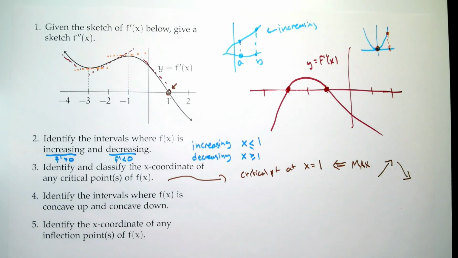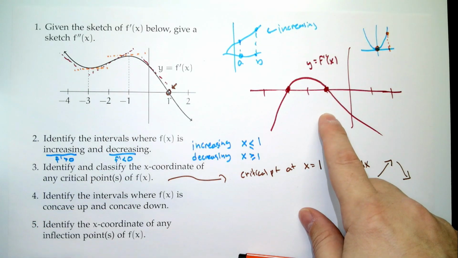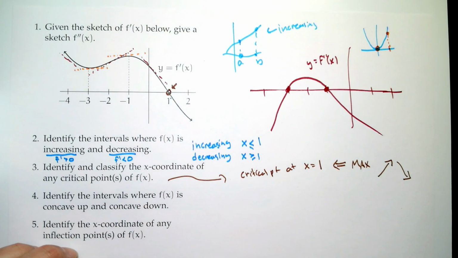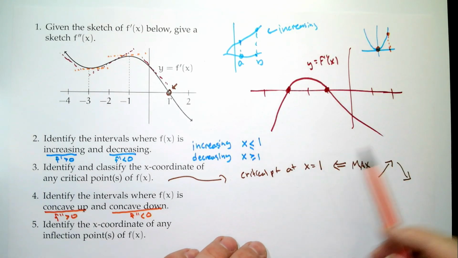Okay, number 4. Identify the intervals where f of x is concave up and concave down. If I want concavity, where do I look? Do I look at f prime or f double prime? F double prime. So when I'm looking for concavity, concave up, what does that correspond to? F double prime is positive. Concave down? F double prime is negative. So we're looking at our second derivative.